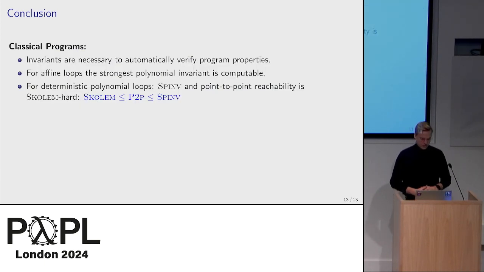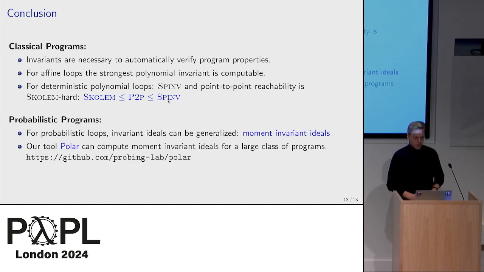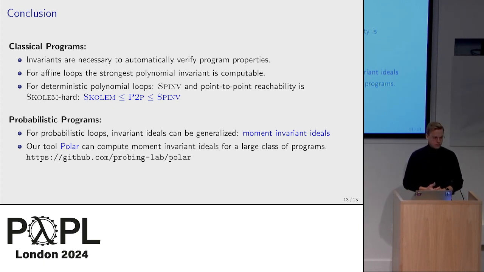So to conclude, for classical programs, invariants are necessary to automatically verify program properties. The strongest polynomial invariant is already known to be computable for affine loops. But for polynomial loops and polynomial dynamical systems, this problem was very much wide open, and also the reachability problem for these loops. And we showed that both of these problems are Skolem-hard and they satisfy actually this relation. For probabilistic loops, invariant ideals from the classical programs can very nicely be generalized to moment invariant ideals. And we also have a tool and an algorithm that compute it.